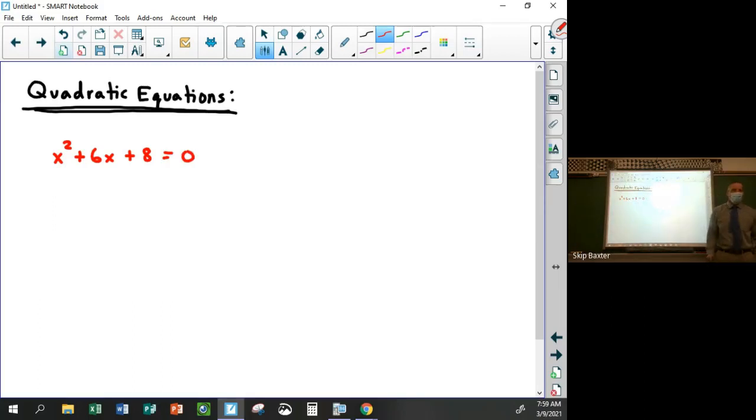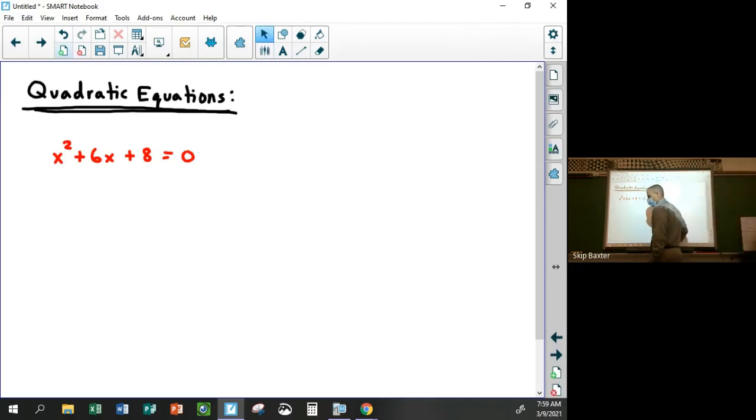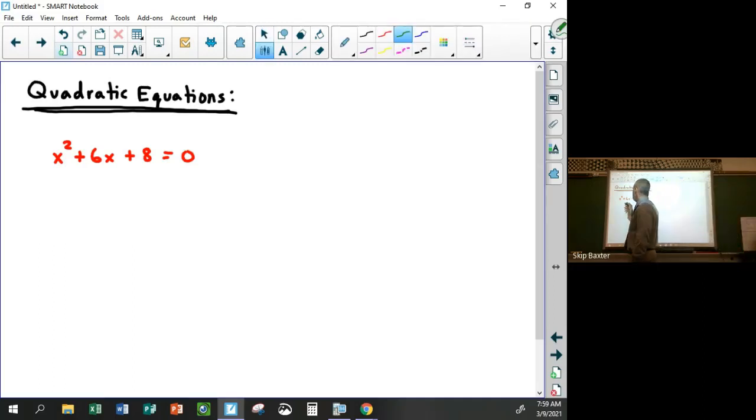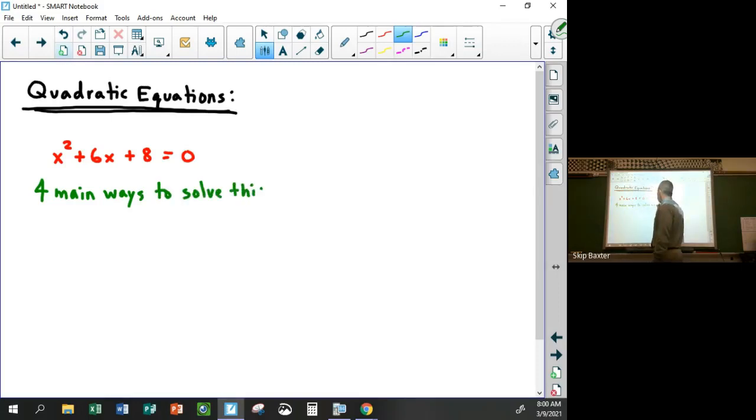If you remember from algebra class, there's a couple different ways to solve this. You probably learned maybe 4 ways to solve this. There's lots of ways, but you've probably seen 4 main ways to solve this. The first way is graphically.